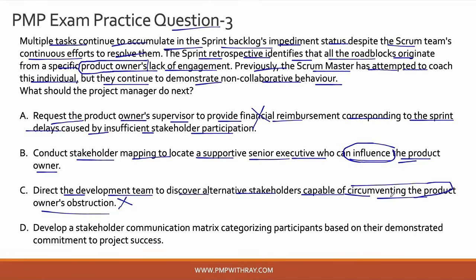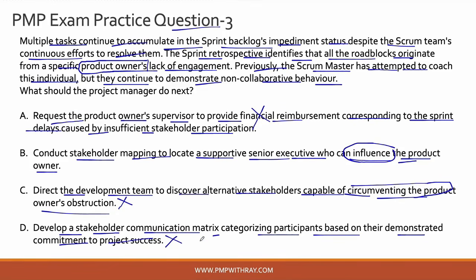Okay, because otherwise you are filling the shoes of the product owner and you are filling the shoes of the project manager, which might be a conflict of interest as well, right? So that is why option C is incorrect. Let's look at option D. Develop a stakeholder communication matrix categorizing participants based on their demonstrated commitment to project success.